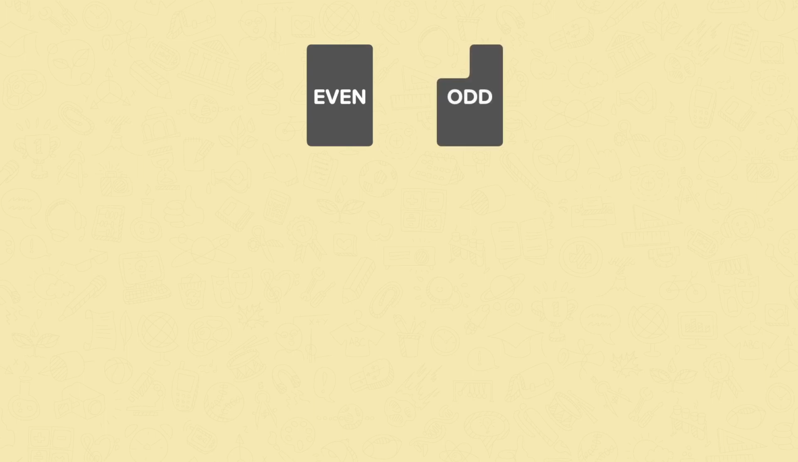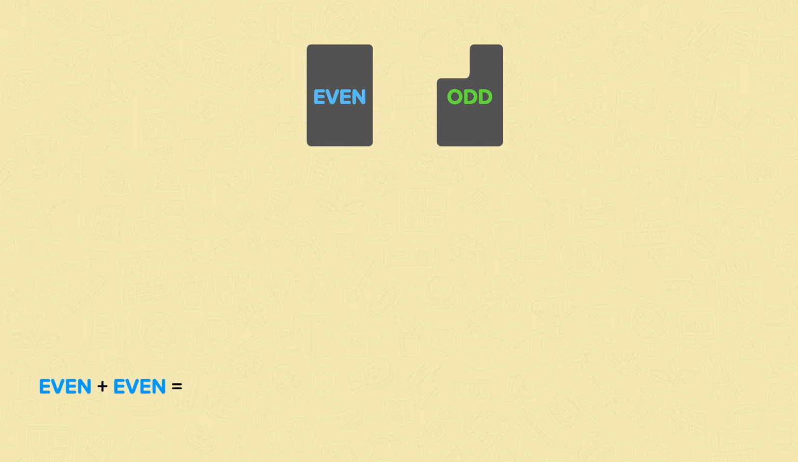What happens when you add even and odd numbers together? We know that even number pieces look like this, and odd number pieces look like this. Let's colour code even as blue and odd as green. What happens when you add two even numbers together?